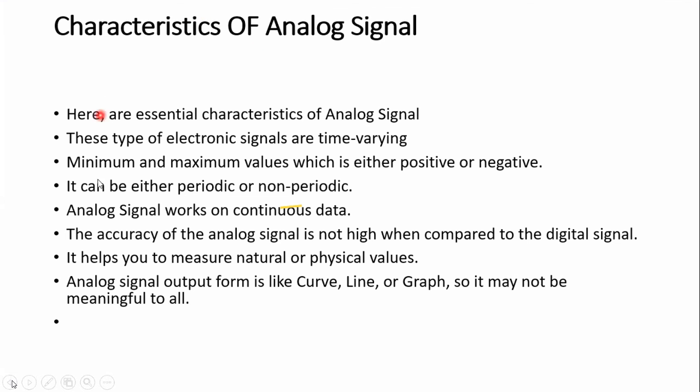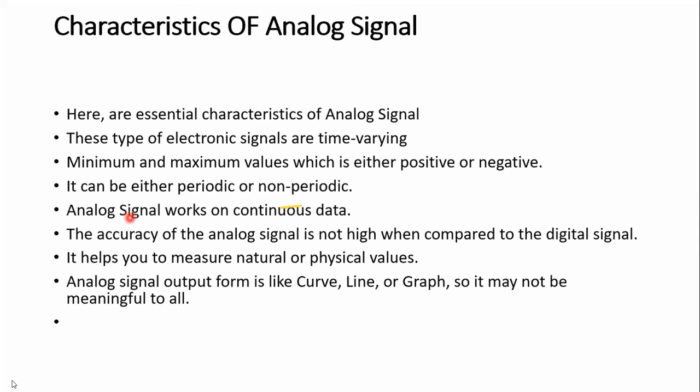These are the characteristics of analog signals. Here are some essential characteristics of analog signals. These types of electronic signals are time varying. Time varying means that they change through time. Okay. Minimum and maximum values, which are either positive or negative, because we have seen in the picture that it has a positive half cycle and a negative half cycle. It can be either periodic or non-periodic, and that means after a certain time, it can be changed or it cannot be changed. The wavelength or wave amplitude, everything will be the same. Okay, that means for a fixed time period.